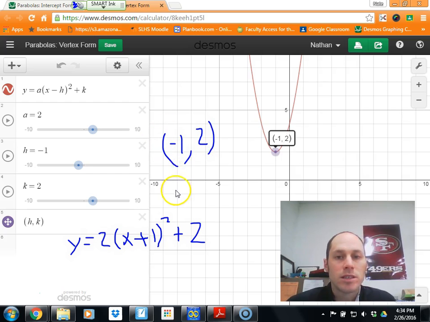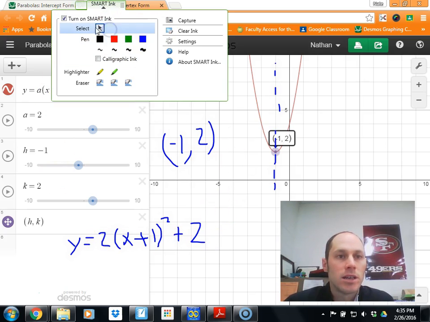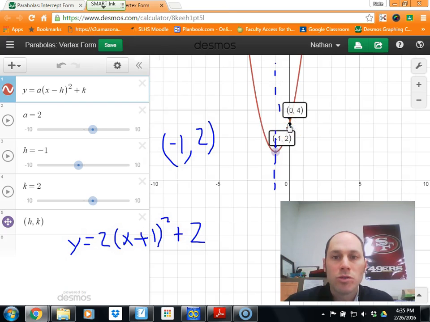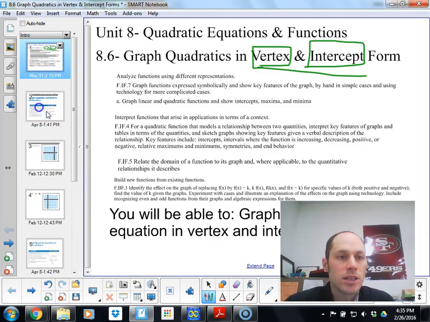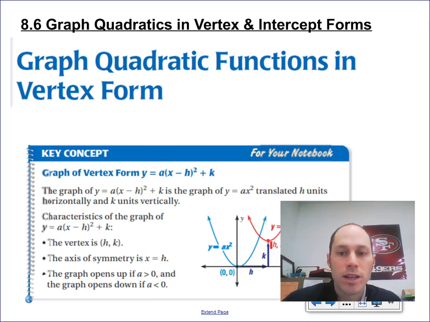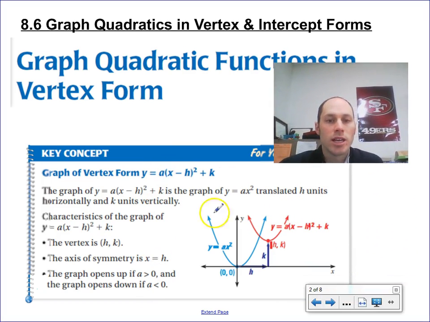Then I can figure out my vertex and my axis of symmetry very quickly. And then it's a matter of putting in points. If I wanted to find my y-intercept, I would just substitute 0 in for x. 0 plus 1 is 1. Square it, it's 1. Times 2 is 2. Plus 2 is 4. And so that would give us our intercept at 0, 4. And we could just reflect it across to find another point and graph it from there. So notice it's called vertex form for that reason, that you can find the vertex very efficiently. You have this in your notes. We talked about that already.